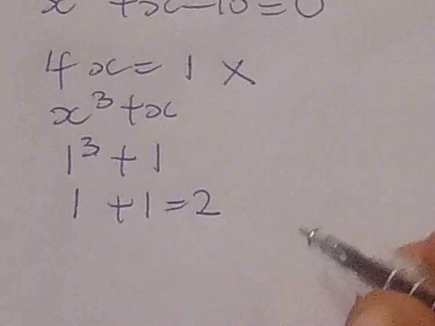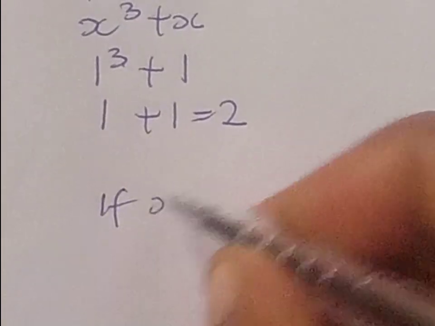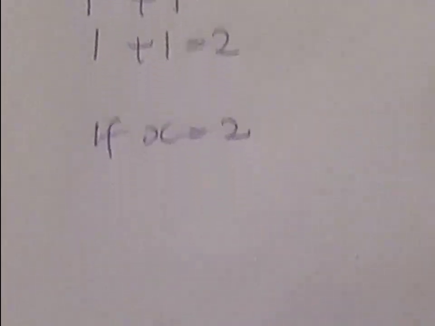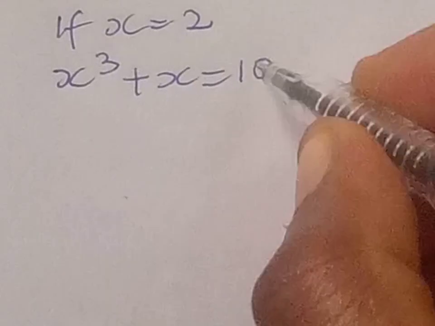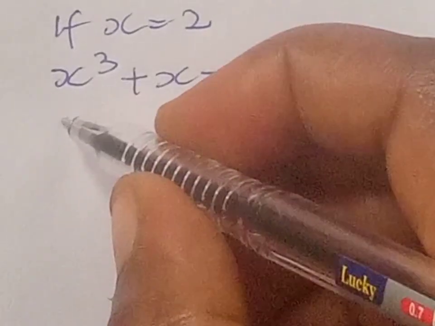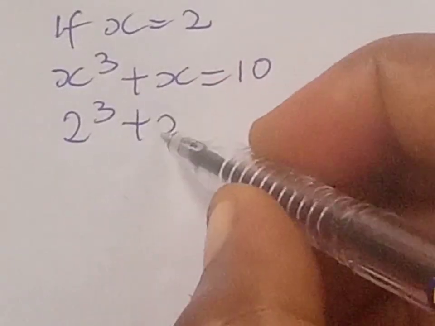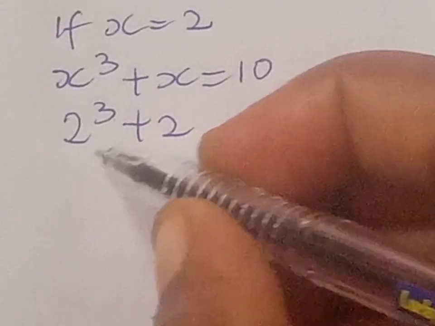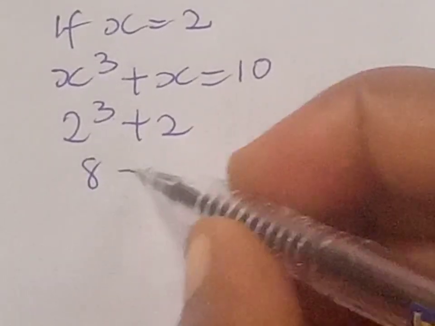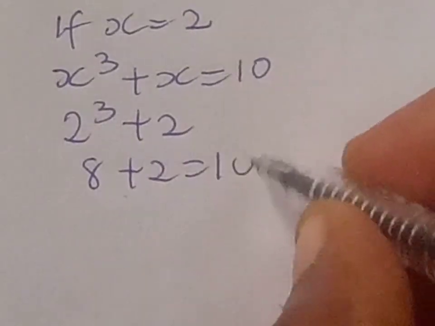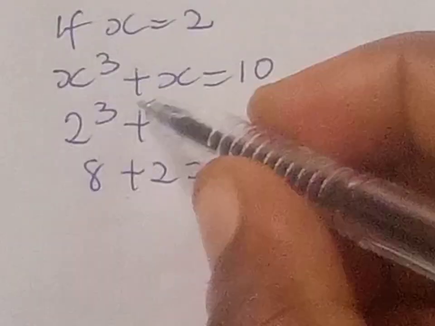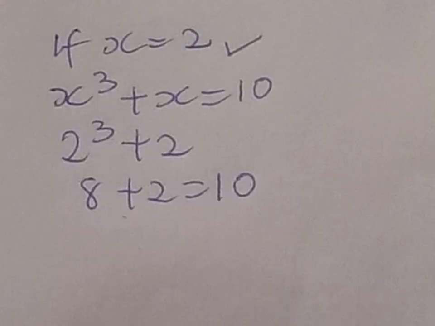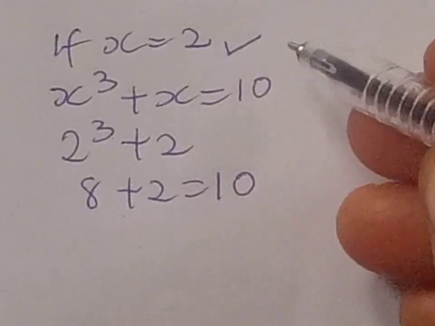Let's try another integer. Let's try if x equals 2. Our equation again, x cubed plus x equals 10, where x equals 2. So we have 2 cubed plus 2. 2 cubed means 2 times 2 times 2, which will give us 8. So 8 plus 2 equals 10, which is perfect. That means x equals 2 works perfectly for this equation. So x equals 2 is a solution.